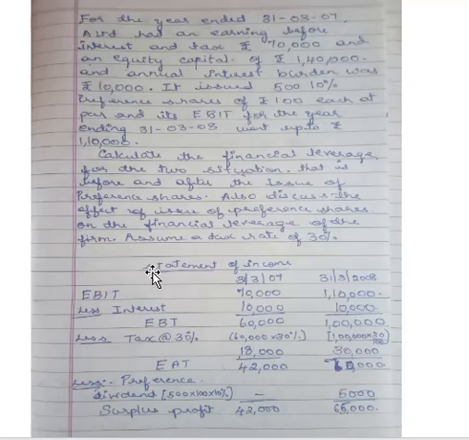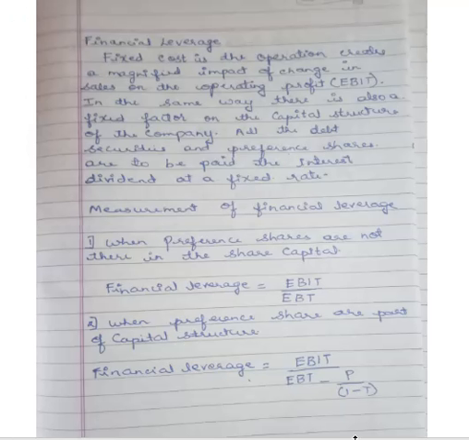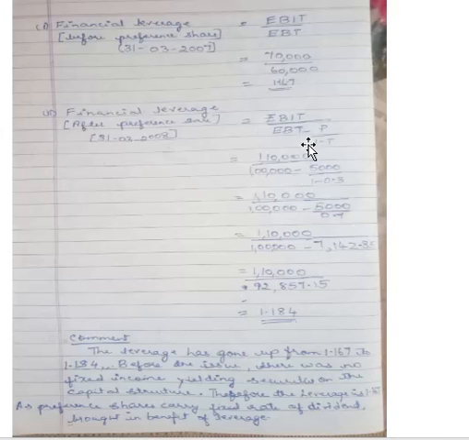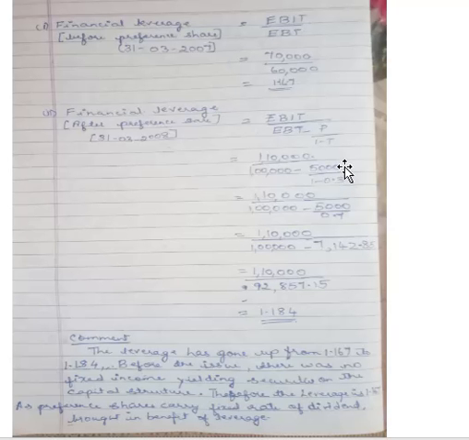Second, financial leverage for 31/3/2008: the formula will change here. I told you in the first slide, if there are preference shares, the formula is EBIT divided by EBT minus P/(1 minus T). So the same is applicable here. EBIT is 1,10,000. EBT is 1 lakh minus preference dividend; P refers to preference dividend, which is 5,000 here. So write the amount 5,000.